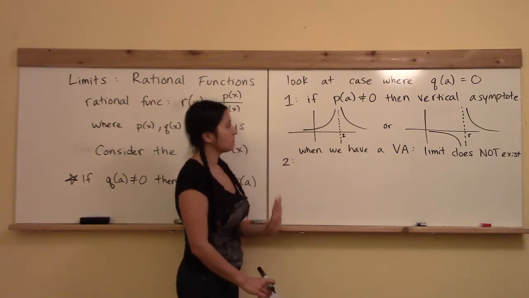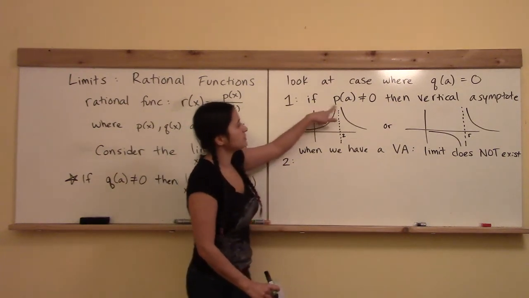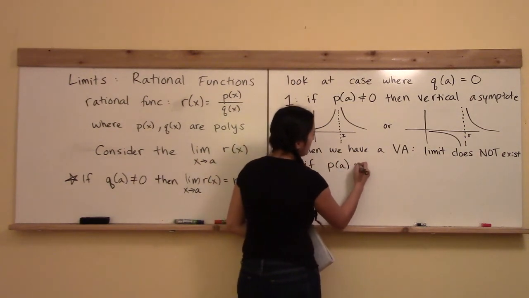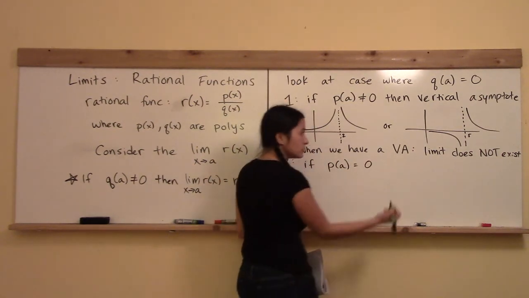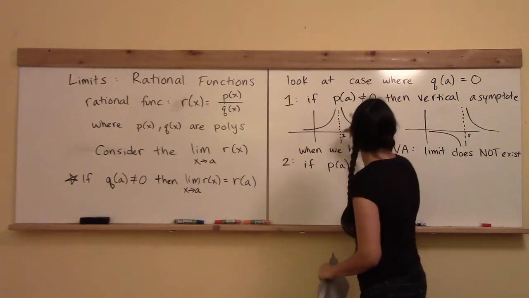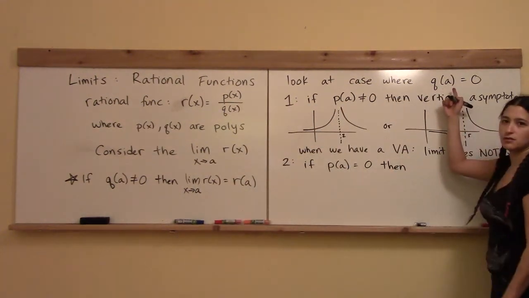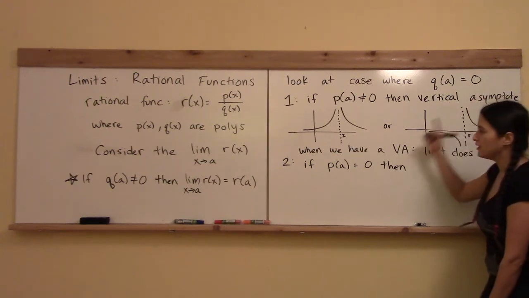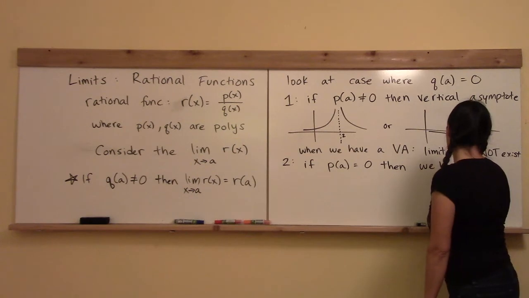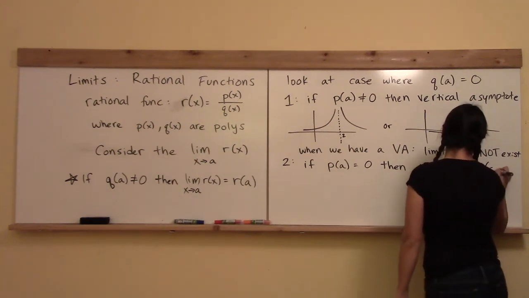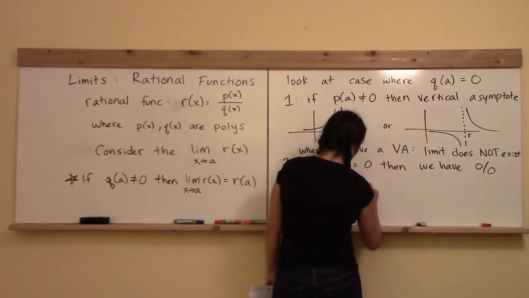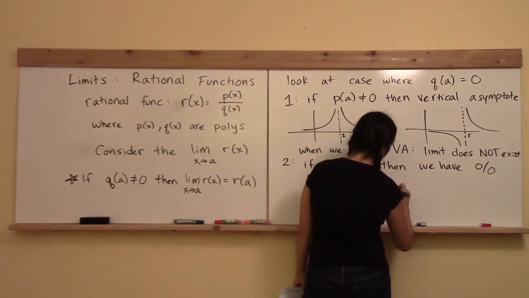Alright, so that's case 1 of the 2 divide by 0 cases. Case 2 of the divide by 0 cases is going to be the opposite of this, which is to say that if P of A, we plug A into the numerator, and it equals 0. But we already said that when we plug A into the denominator, that equals 0. And now you're telling me the top is 0 too? So then, this is what we have, 0 over 0. And 0 over 0 is what we call one of the indeterminate forms.